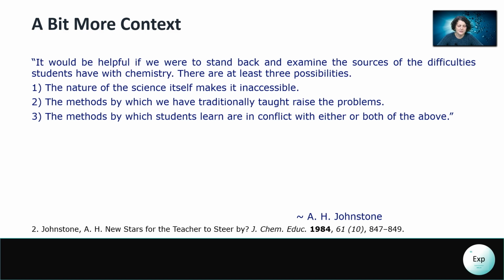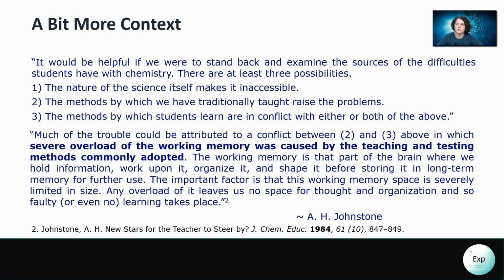The second reason is the methods by which we traditionally teach chemistry may raise problems. And the third is that the methods by which students learn may be in conflict with either the difficulty of chemistry or the way it is traditionally taught. And upon the study of these options, what Johnstone ended up concluding is that the students only have a small working memory. And to be honest, we all have a small working memory. We can only hold so much information that can be applied in our heads at the same time.